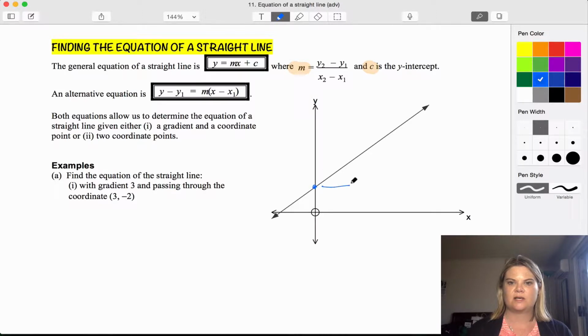The y-intercept is on the y-axis. And the gradient is how steep the line is. This value over here would be the x-intercept, but we don't use it in the general formula.